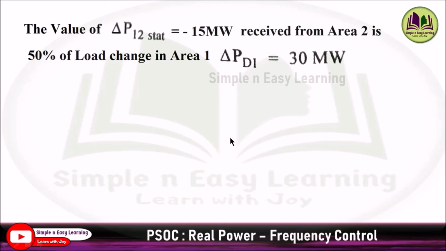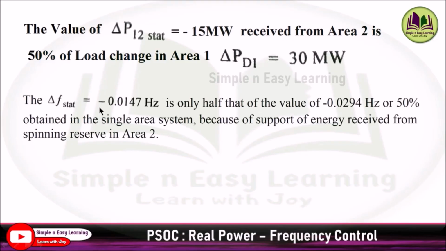Now from these two answers, we can conclude that the change in tie line power, del P12 stat, equal to minus 15 megawatt, that we received from area 2, is 50% of the load change in area 1, that is del PD1. Del PD1 we know is 30 megawatt, which is given in the problem, but the change in tie line power is minus 15 megawatt, which is half of the load change in area 1.